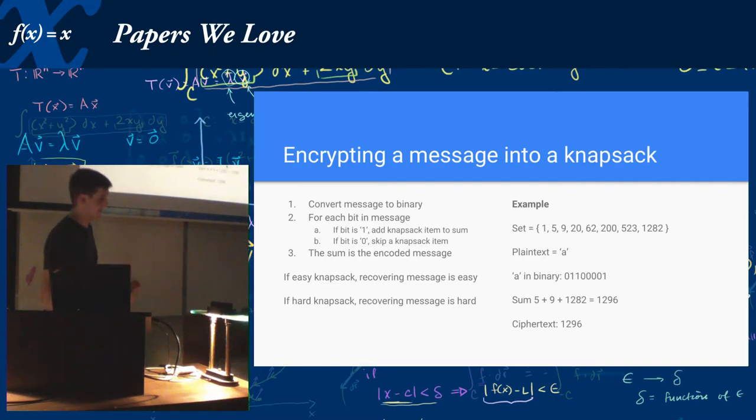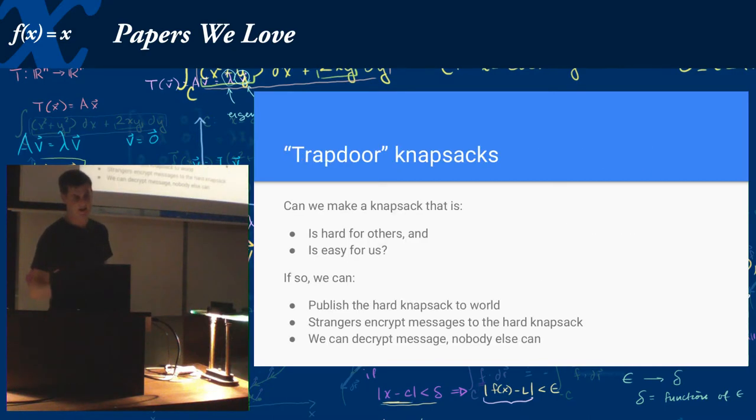So that brings us to our next question, which is, we know that encrypting to an easy knapsack will be easy for anybody to decrypt. If we encrypt to a hard knapsack, nobody can decrypt. So that's not terribly useful to us. So the question is, can we make a knapsack that is hard for others to decrypt, but easy for us? In the previous example, no matter whether it's a hard knapsack or an easy knapsack, it's always easy to encrypt a message into it. And then whether you can get it out depends on whether it's hard or easy. But it's equally hard for everybody, or equally easy for everybody. So it's not terribly useful.